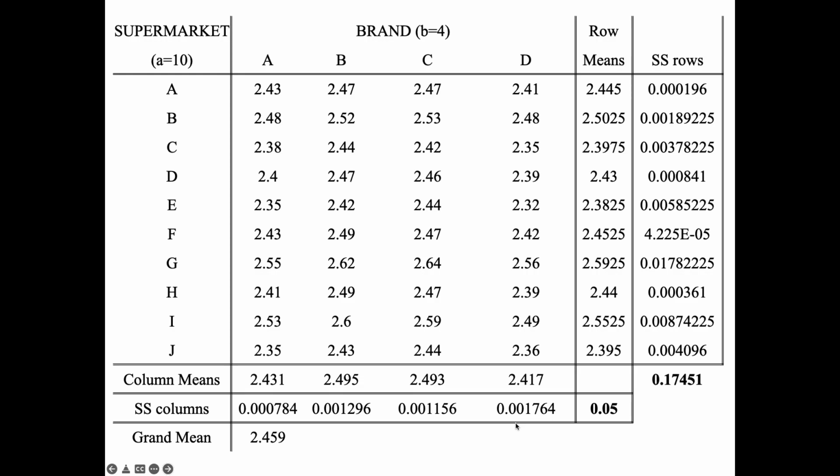So for this example, this is 2.43 for AA. This is 2.47 for AB. This is 2.47 again and 2.41. This is the first row. So the row means are going to be all the same because they're in the same row, 2.445. The column means are going to be different because we have column A, column B, column C, and column D. So that would be 2.431, 2.495, 2.493, and 2.417. And the grand mean is the same for all of these, 2.459, 2.459, 2.459, 2.459.